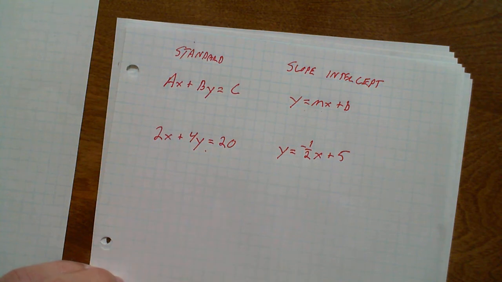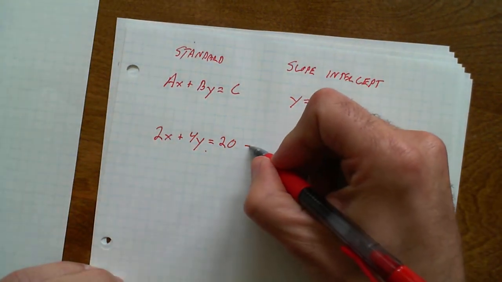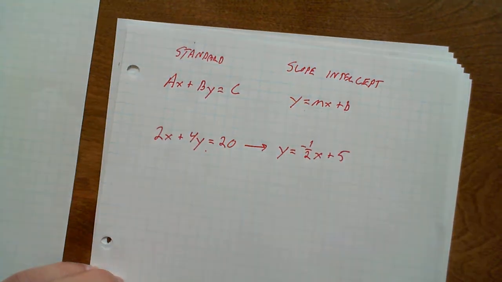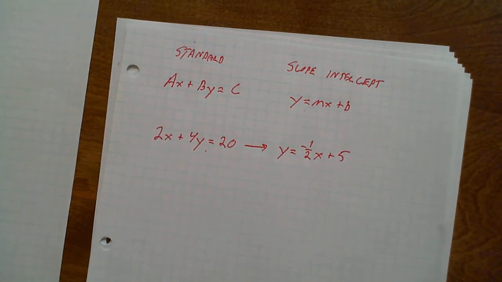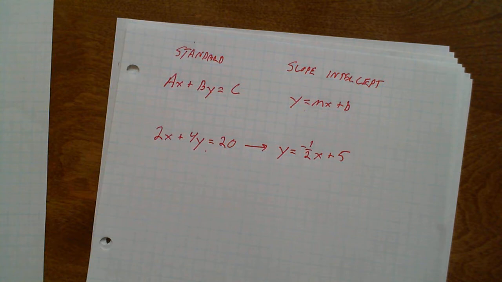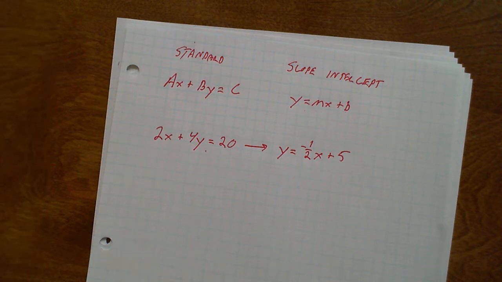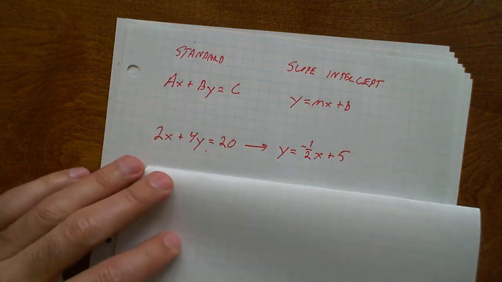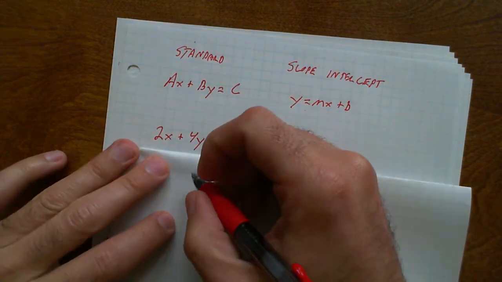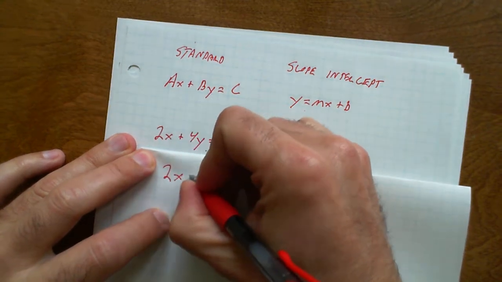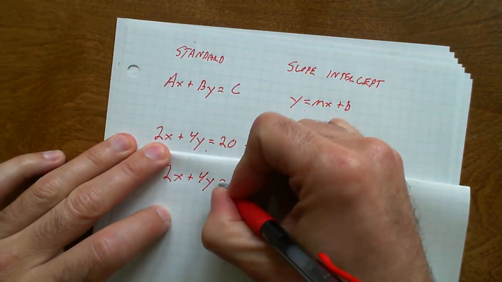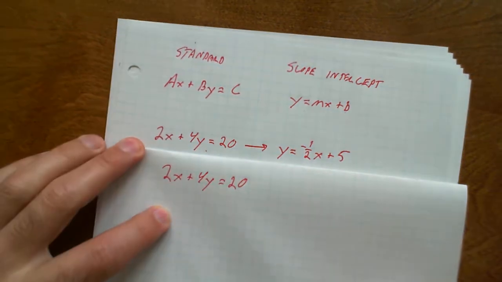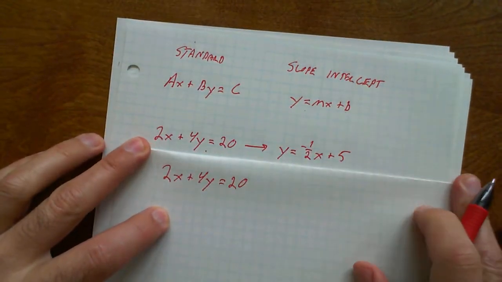So the question is, how do we convert 2x plus 4y equals 20 to y equals negative 1/2 x plus 5? Those are the same exact lines. They're just in different form. And then we'll go ahead and graph that after we see how we can convert those two. So let's take the form 2x plus 4y equals 20. Do you have any idea how we can make it look like this over here?